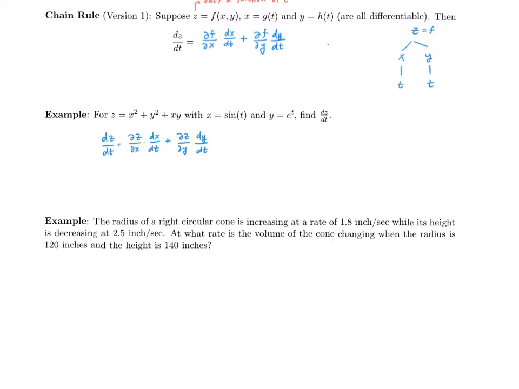Each variable would really just indicate an additional term we would need to add. So let's go ahead and substitute in what these partials are. For the partial of z with respect to x, we treat the y's as constant, so 2x plus y, times dx/dt. The derivative of sine is cosine, plus the partial of z with respect to y, so 2y plus x, multiplied by dy/dt, e to the t.